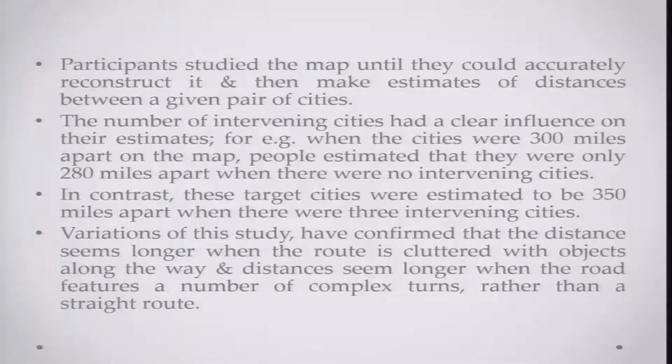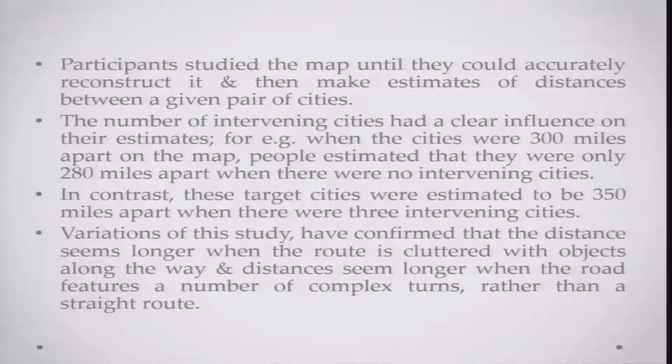They then made estimates of the distances between a given pair of cities. The number of intervening cities clearly had an influence on their estimates of distance. For example, when a particular pair of cities was 300 miles apart on the map, people estimated that they were just 280 miles apart, because there were no intervening cities between these two. So, their estimate got shrunk because there were no intervening cities between the two cities in question. In contrast, when the two target cities were separated by 1, 2, or 3 intervening cities, their judgment actually shot up to 350 miles. So, their judgment gets inflated when there are more intervening cities.